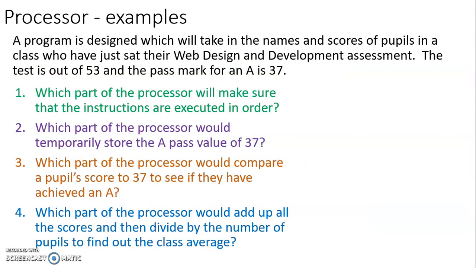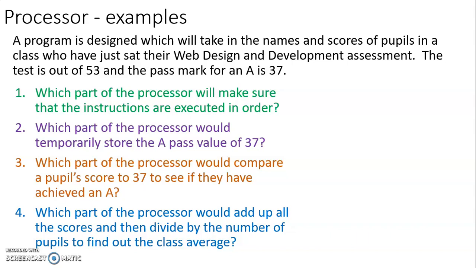Let's have a look at an example of how the processor would actually work in action. We're going to look at a software program that say we just created from scratch, and then we'll decide, based on the four scenarios below, what part of the processor would be responsible for carrying out each task. In this example, a program is designed which will take in the names and scores of pupils in a class who have just sat their web design and development assessment. The test is out of 3 and the pass mark for an A is 37.